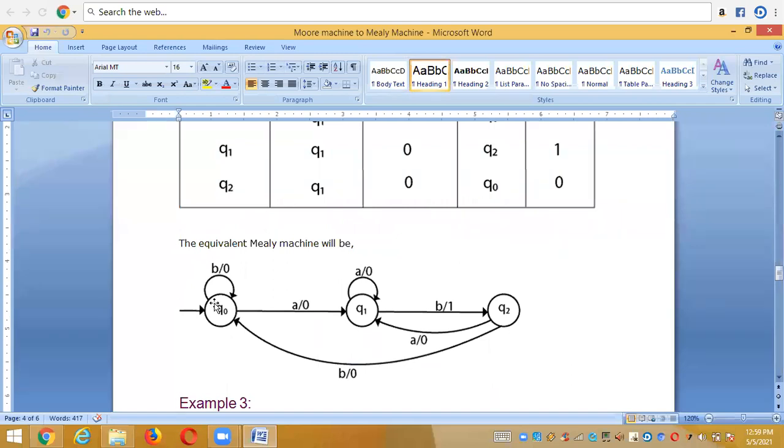See, initially in the given question, the output alphabets are at the states, right? But here those are represented at the input alphabets. That means with a separator slash, we represent an input along with its output. So q0 with b goes to q0 and the output is 0. q0 with a goes to q1 and the output is 0. That means the current state and the current input give the next state along with its output alphabet. This is the equivalent Mealy machine, right?